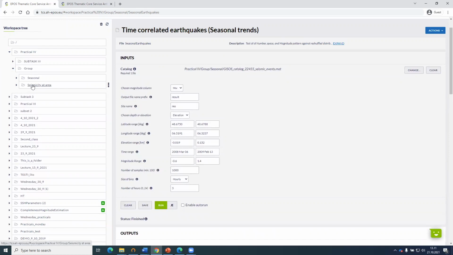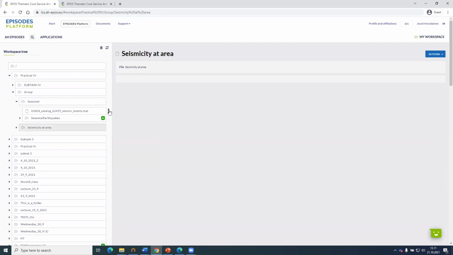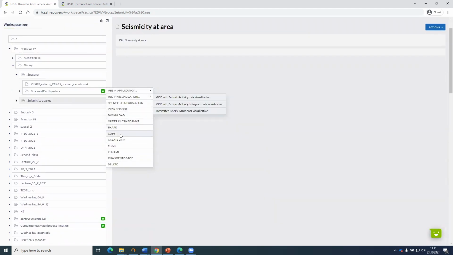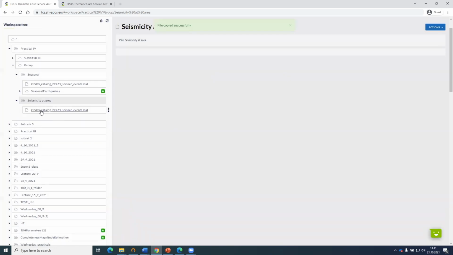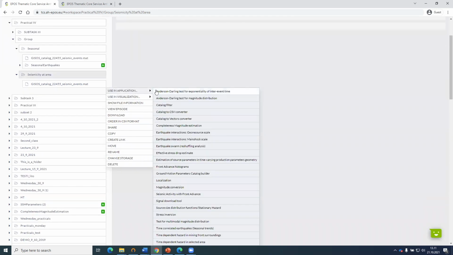Then there's one more application I'm going to show you. I think that we can actually copy that file to the seismicity area subfolder. And I think that I can use this as an example here. So I'm going to use this in the application called complete magnitude estimation.